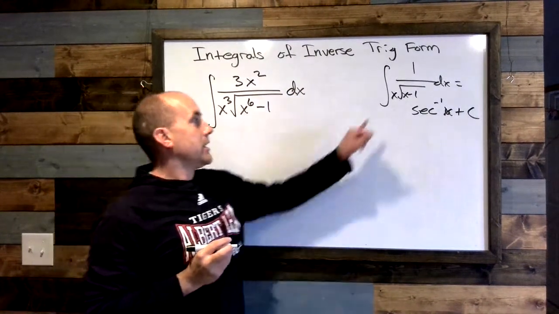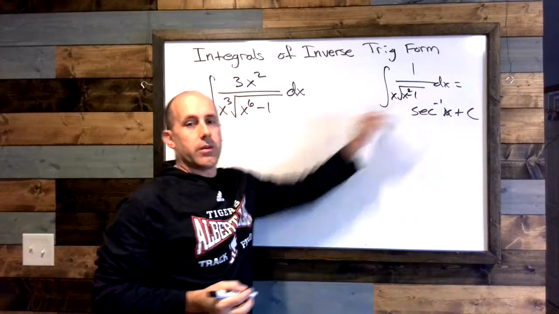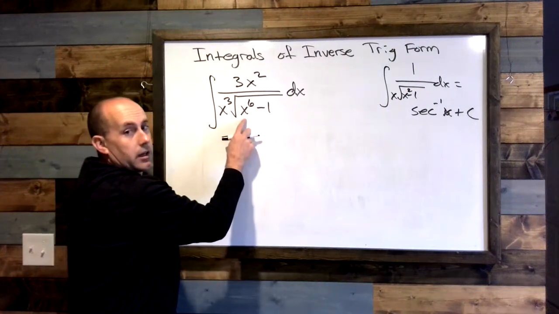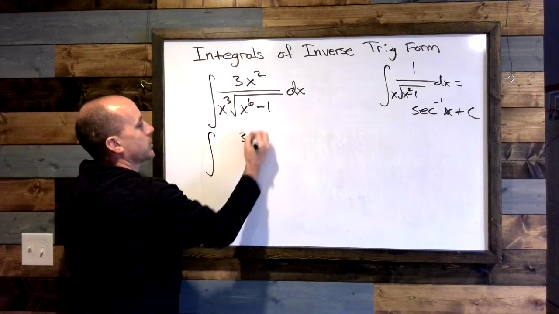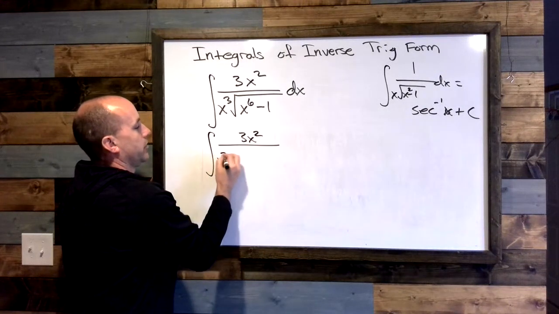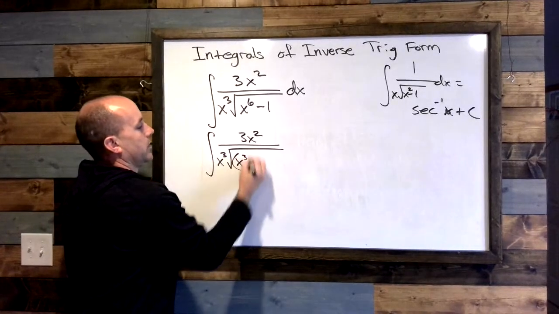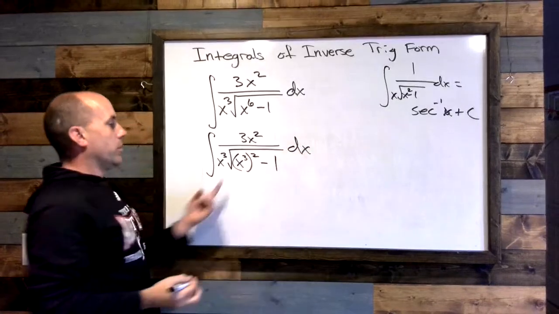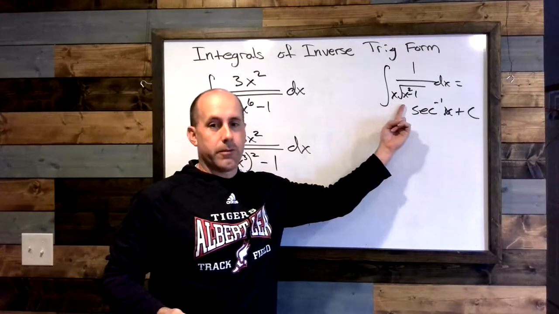Again, what we need is that x squared, and I need a perfect square there. And so the perfect square will be x cubed. So I have the integral of 3x squared over x cubed roots of x cubed squared minus 1. So notice how this is your perfect square right there, because you have to have a perfect square.